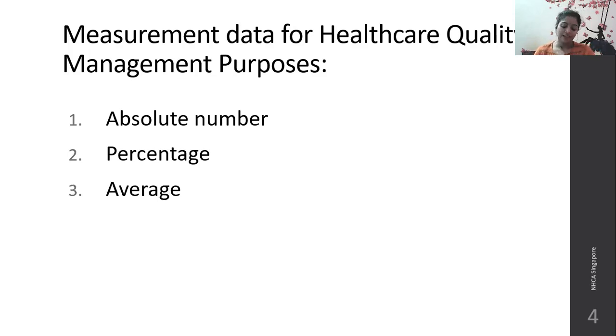Average means it is the arithmetic mean. It is the sum of the quantities divided by the number of the quantities. For example, average length of stay of patient, average number of patients visiting a hospital throughout the year, average salary of a nurse or average salary of the doctors. Ratio, for example, nurse patient ratio, doctor patient ratio. These are the examples of ratio measurement data.